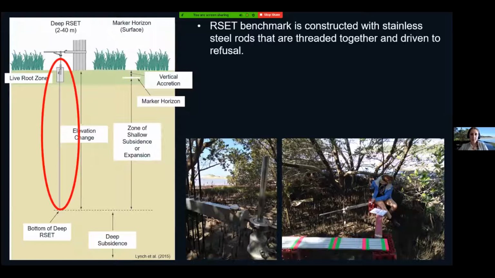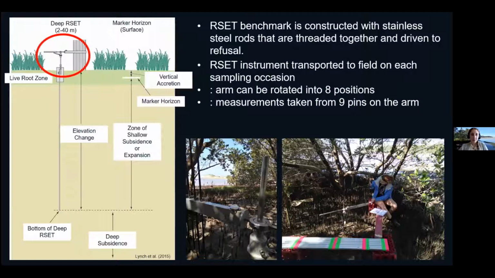This RSET benchmark is constructed with stainless steel rods that are threaded together and then driven to refusal, which is until it won't go anymore, until you get to the bedrock, and it can extend as far as 40 meters. In our estuaries, most of them are only to around 4 meters deep. Then, that remains at the site.